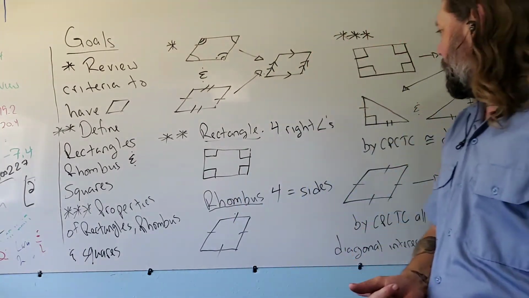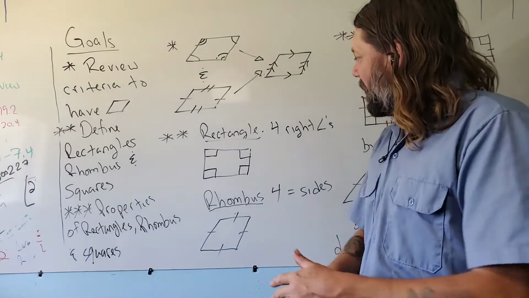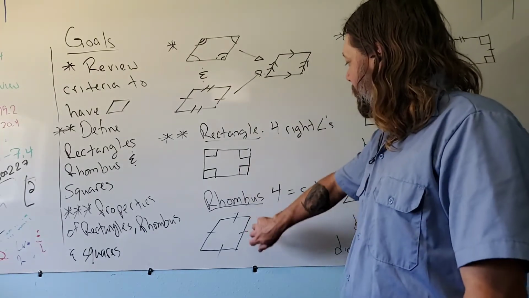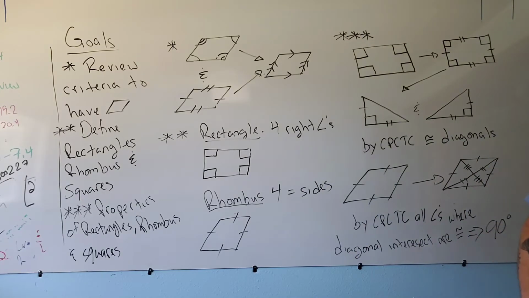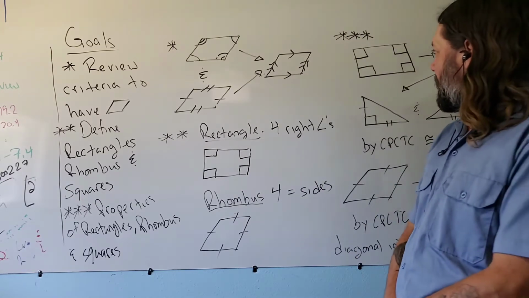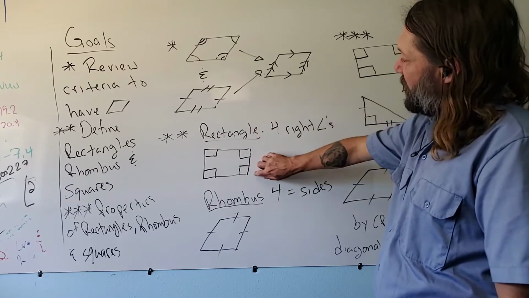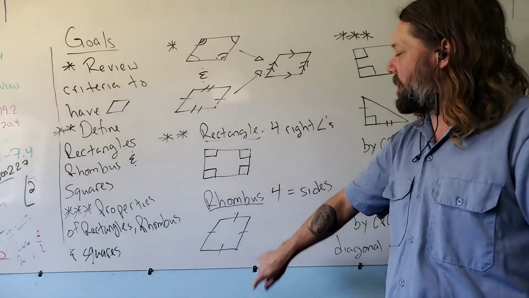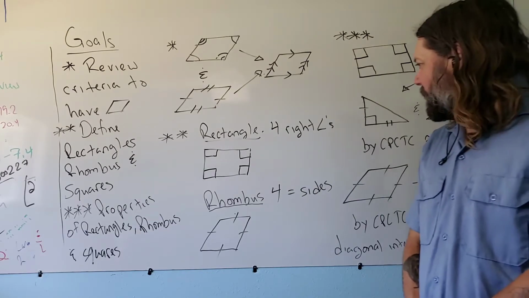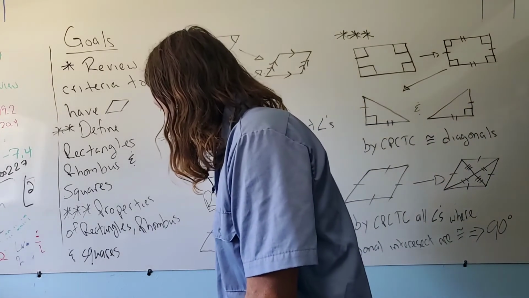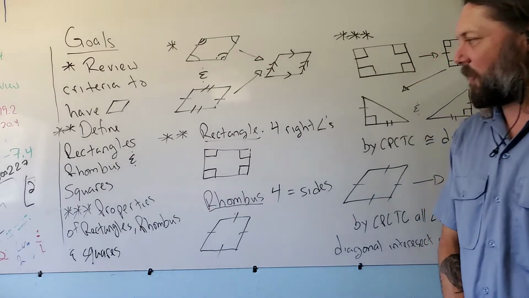And a square is both a rectangle and a rhombus, right? So there's a couple of ways to argue that a square is a parallelogram. You could focus on the opposite angles being the same, or the opposite sides being the same, or all sides being the same. Let's jump into our third goal, properties of rectangles, rhombuses, and squares.